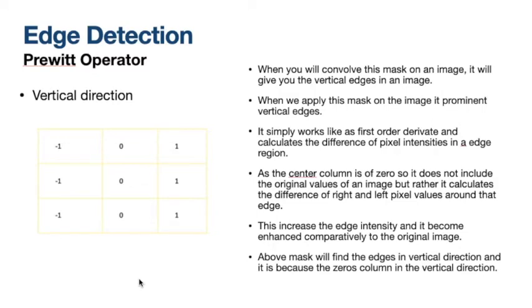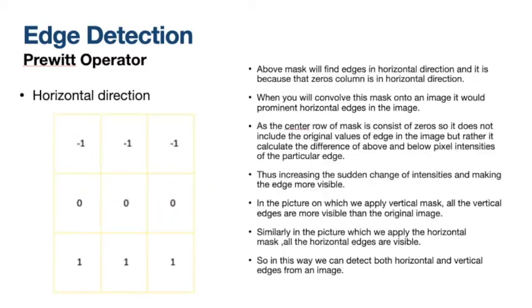Okay, similarly, Prewitt operator also provides a horizontal mask. See, in the horizontal mask, these zeros are in the horizontal direction. That's why it detects the horizontal edges. So this mask will find edges in the horizontal direction, because the zeros column is in the horizontal direction. So when you convolve this mask onto an image, it would make the horizontal edges prominent in the image.